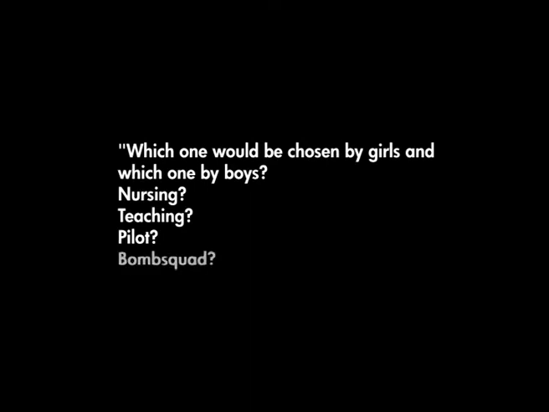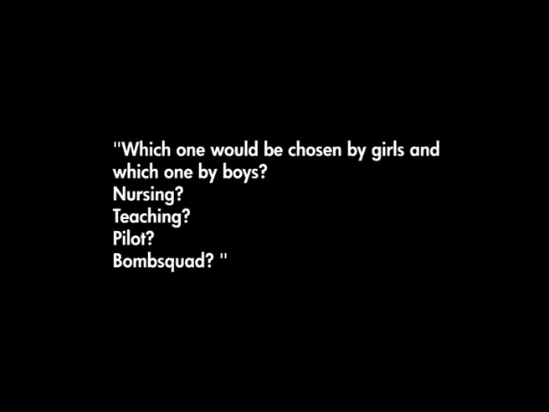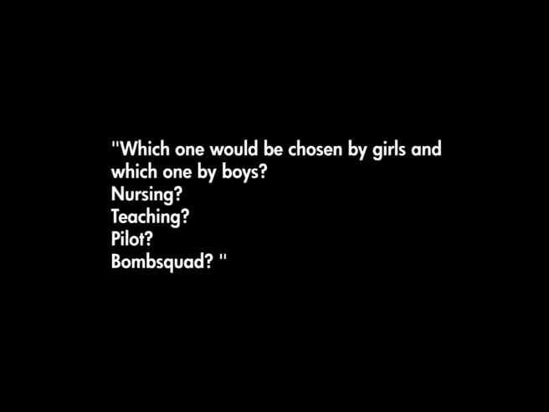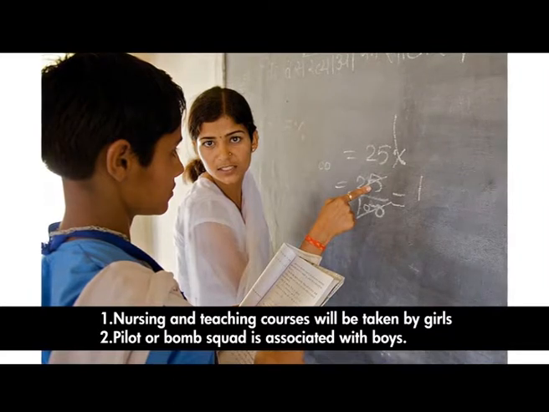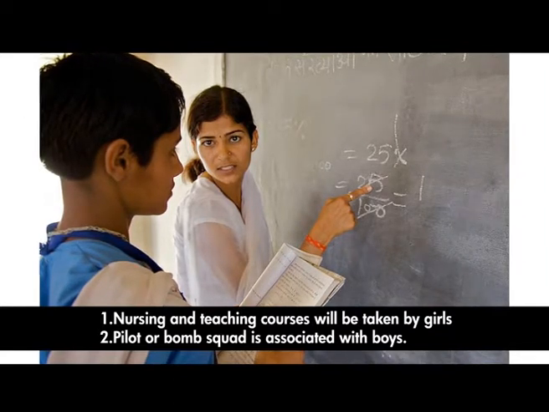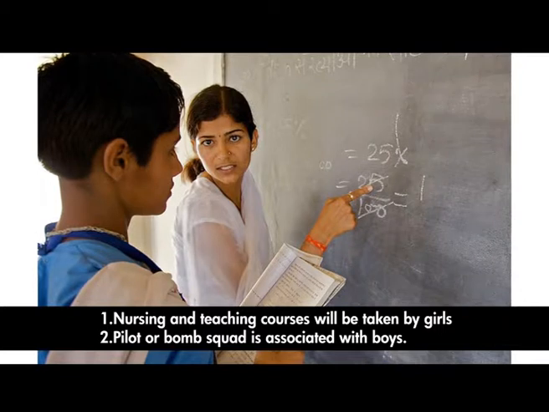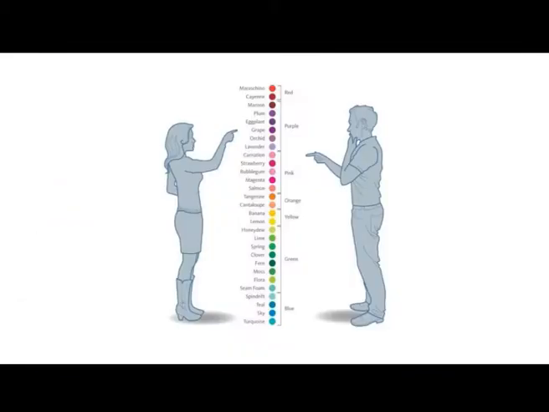Anomie theory in education. Shall we apply the theory of anomie in education? Fine. Let me give you some professions or courses and you tell me which would be chosen by girls and which by boys. Nursing, teaching, pilot, bomb squad. As we all guess, nursing and teaching courses will be taken by girls, and pilot or bomb squad is associated with boys.